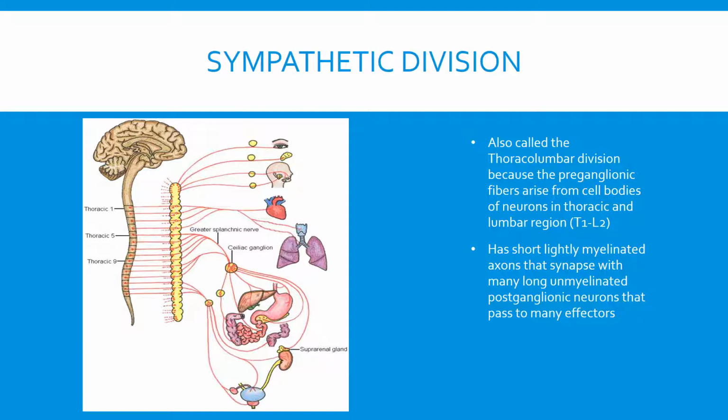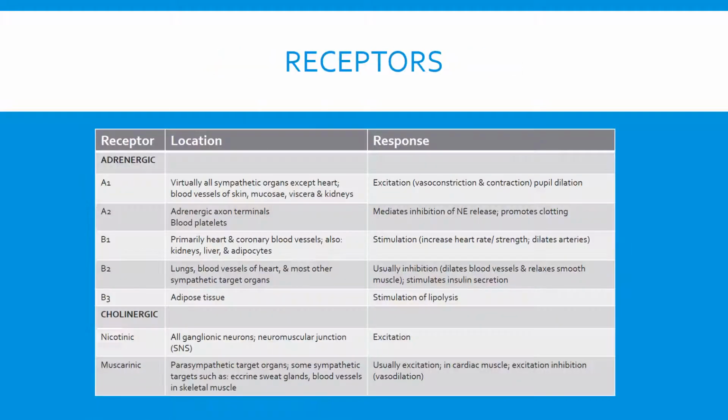The neurotransmitters for preganglionic fibers release acetylcholine, just like in the parasympathetic division, but the postganglionic fibers release norepinephrine. Fibers that react to norepinephrine are called adrenergic fibers, and fibers that react to acetylcholine are called cholinergic fibers.